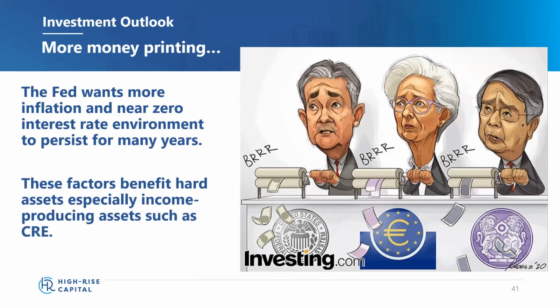So we have more money printing. The Fed wants more inflation and a near zero interest rate environment that will persist for perhaps many years. And these factors benefit hard assets, especially income producing ones in commercial real estate, such as industrial.